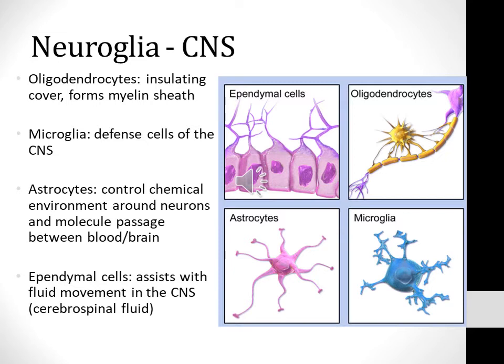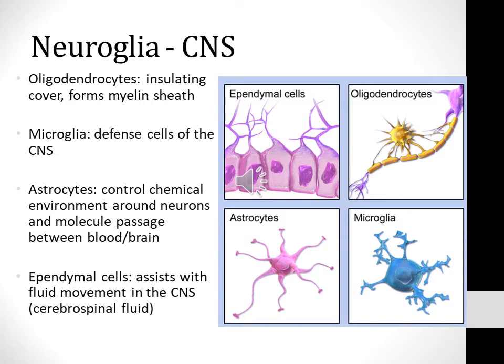Your microglia are the defensive cells in the central nervous system. They monitor health. They phagocytize foreign material in the central nervous system, and they may move to injury sites.